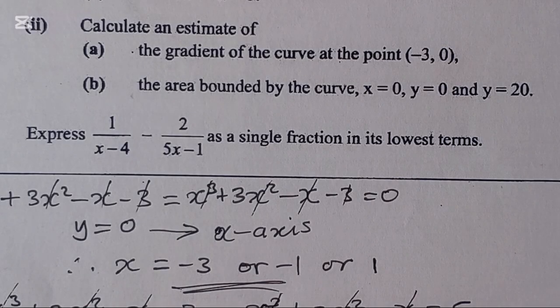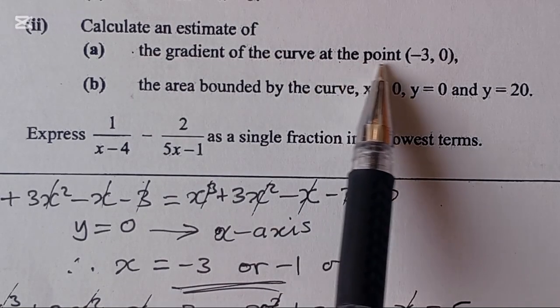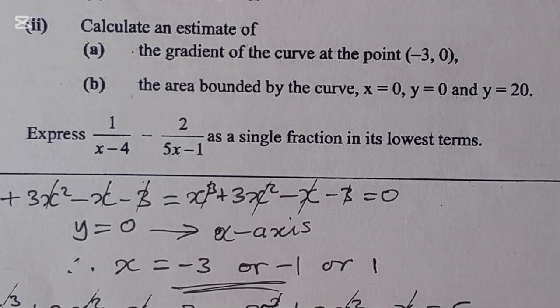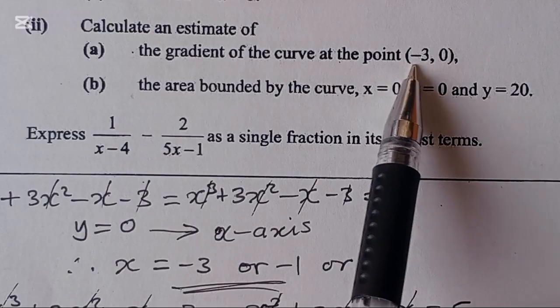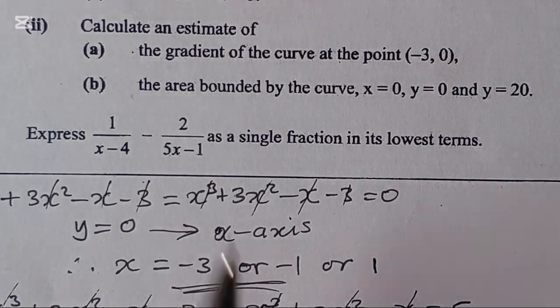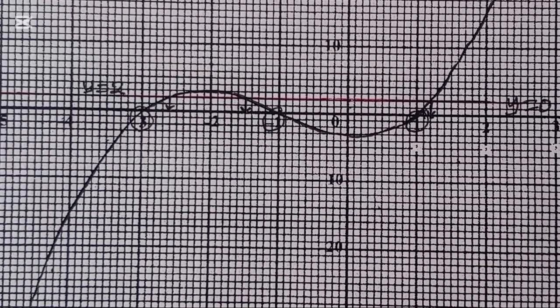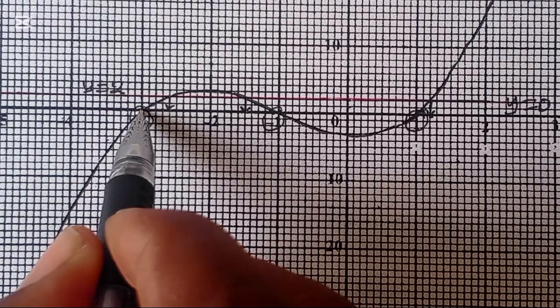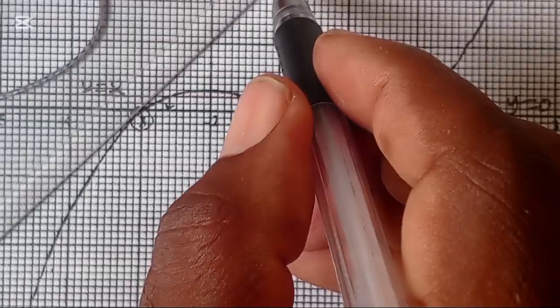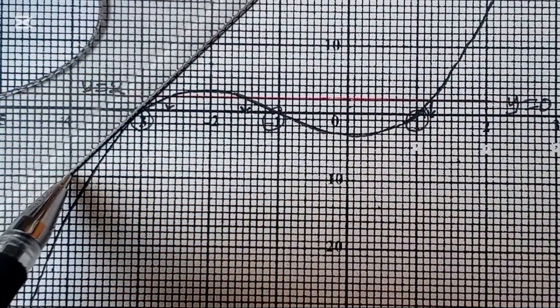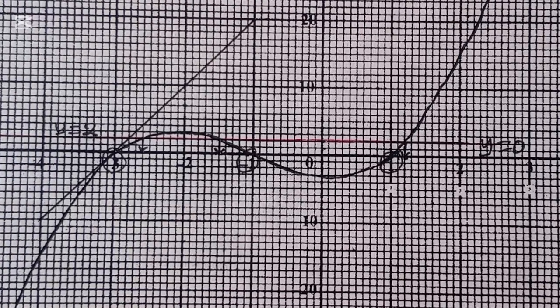So part 2, calculate an estimate of the gradient of the curve at the point negative 3. Before we calculate the gradient, first of all, we need to draw the tangent. So how do we draw the tangent? We draw the tangent where negative 3, 0 is. So this is negative 3, 0. That's where I will draw a tangent. So this is a tangent.